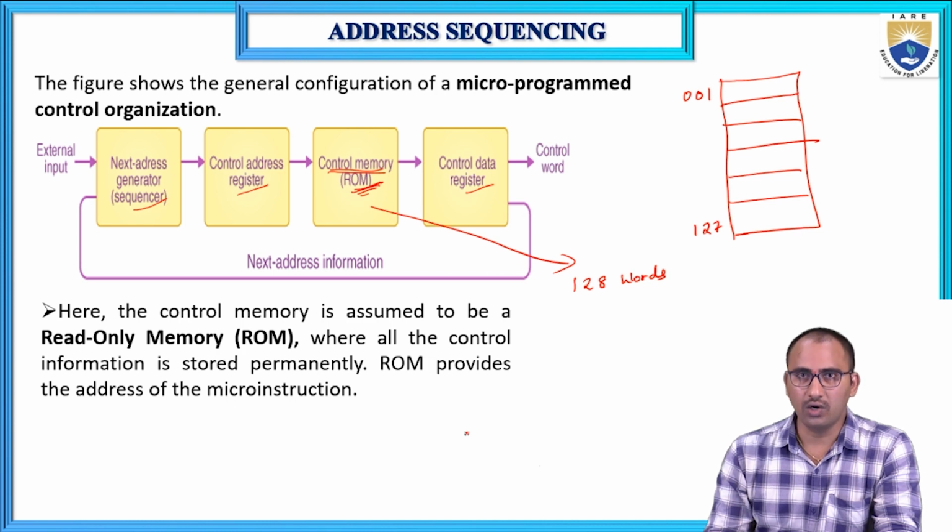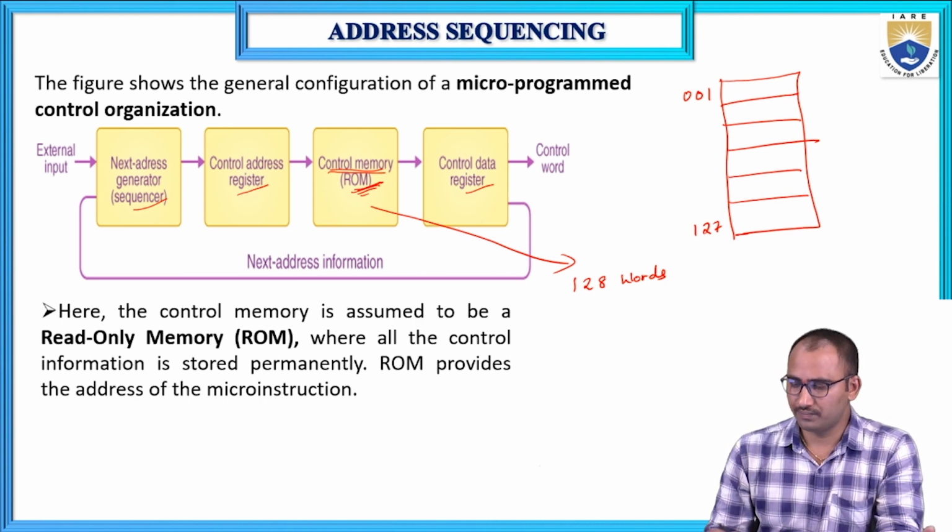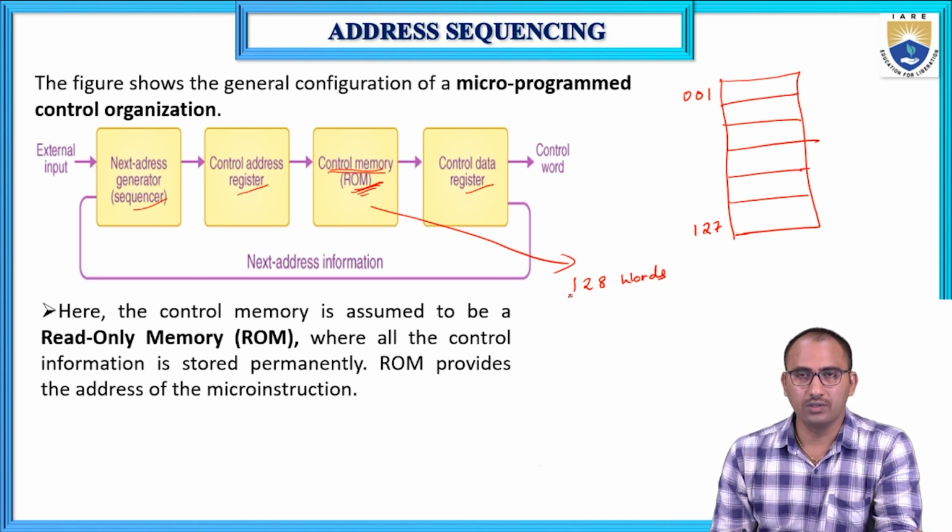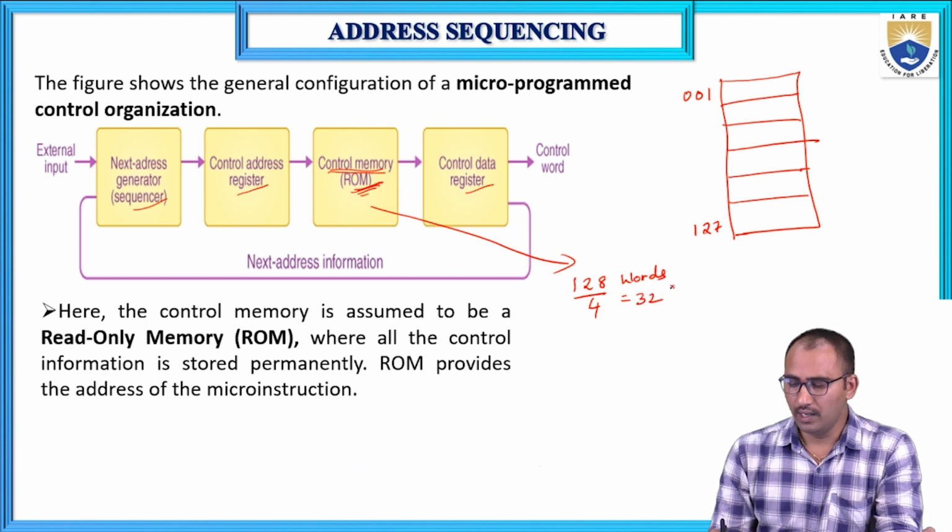In this control memory, we are storing a microroutine, or microprogram. Using that microprogram, we are generating control signals. To store every microroutine, it requires 4 memory locations. That means 128 divided by 4, which is equal to 32. So in total, in this memory we can store 32 microroutines.